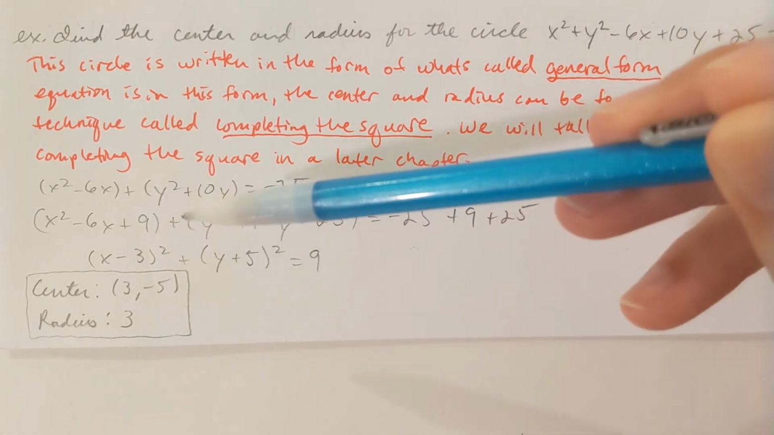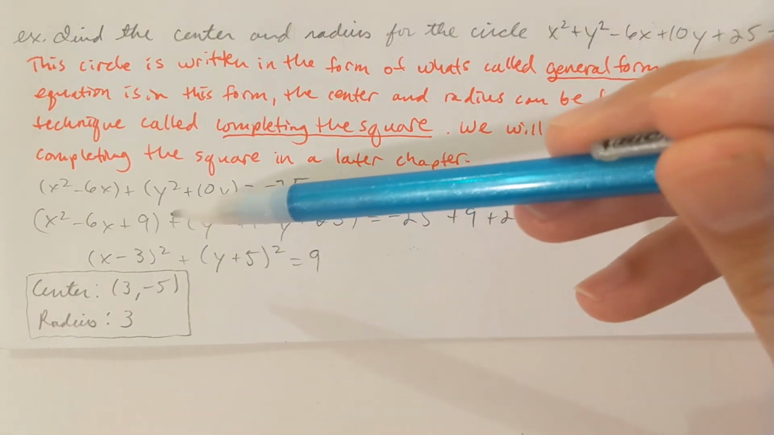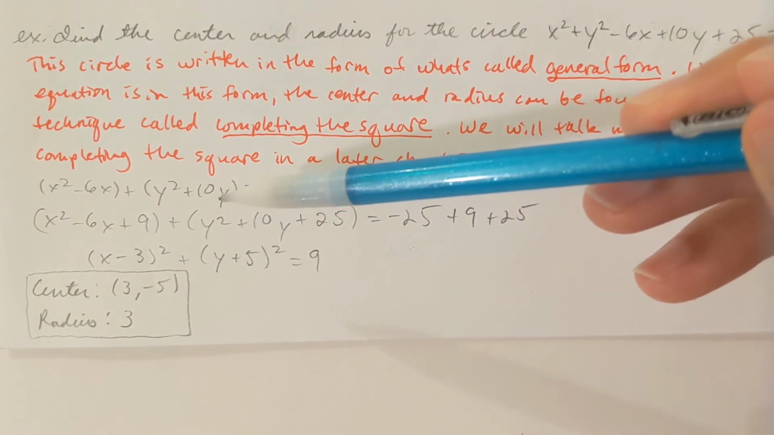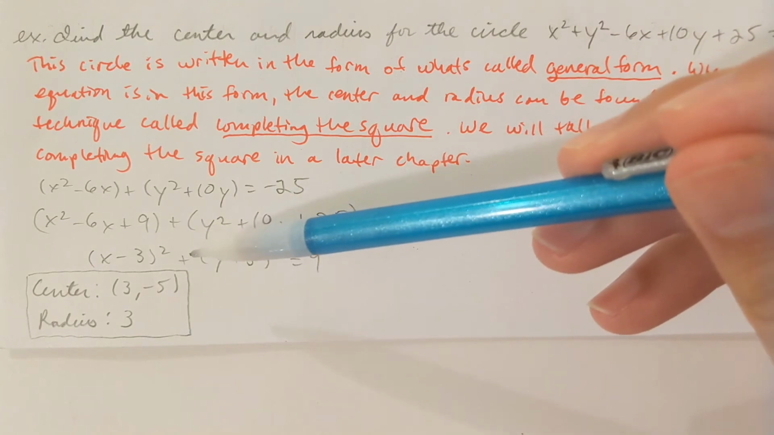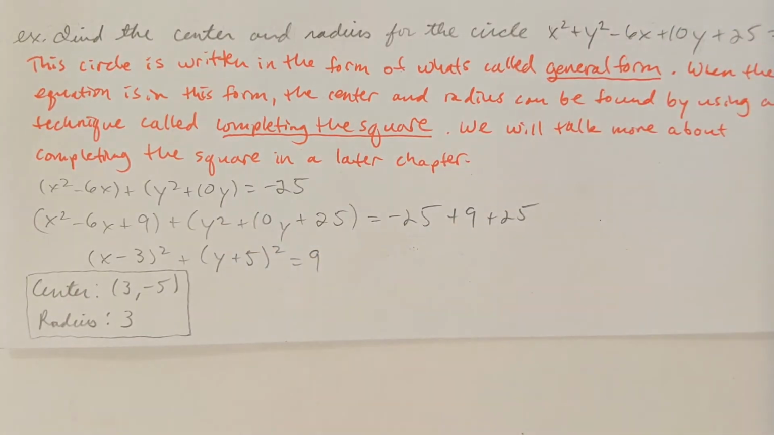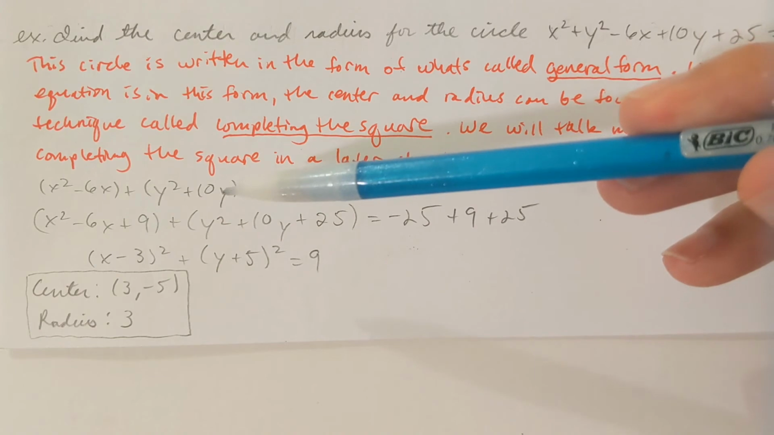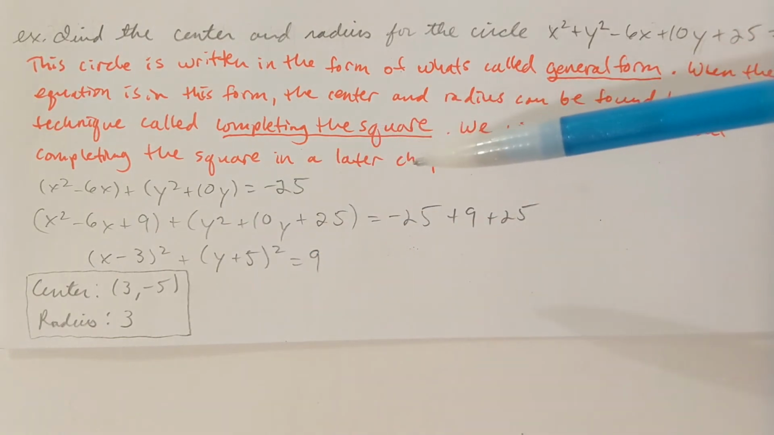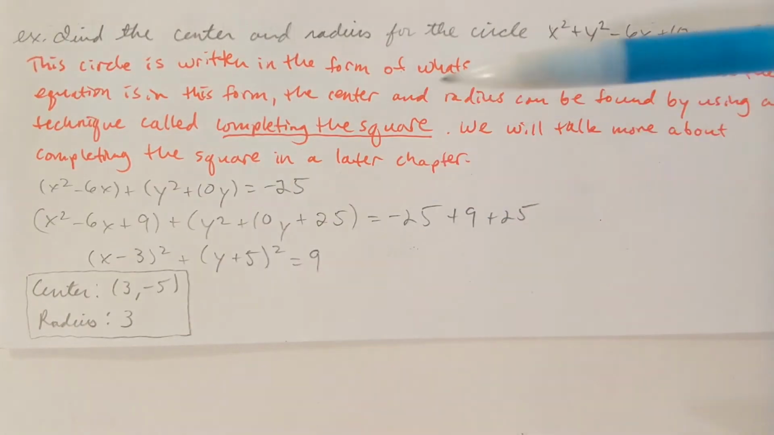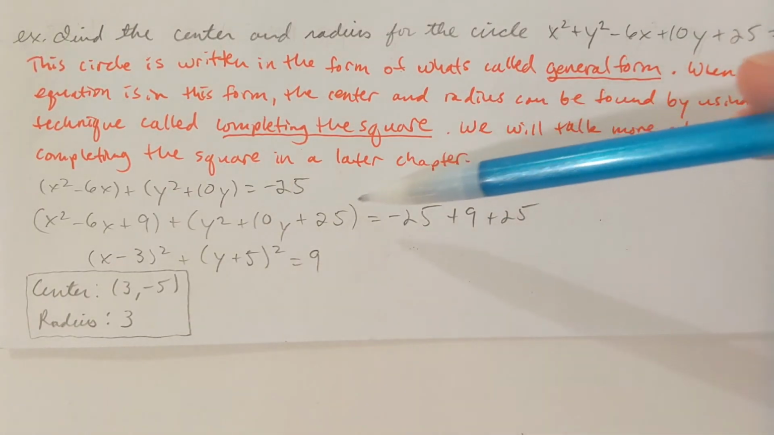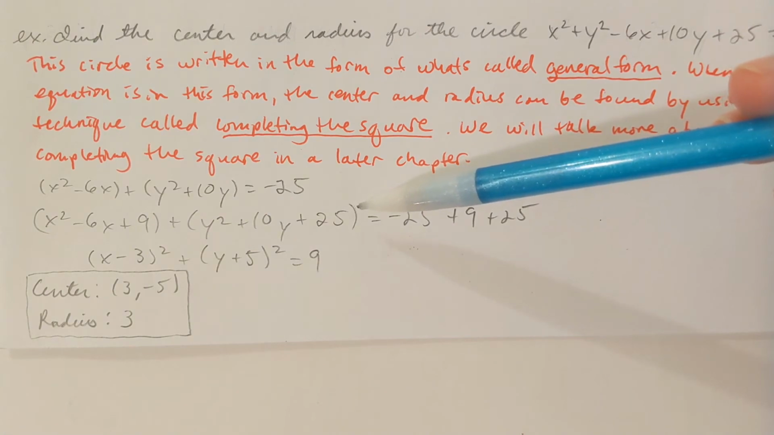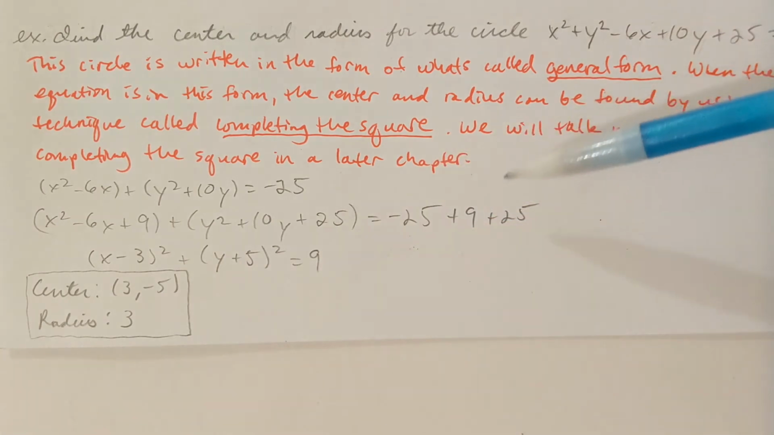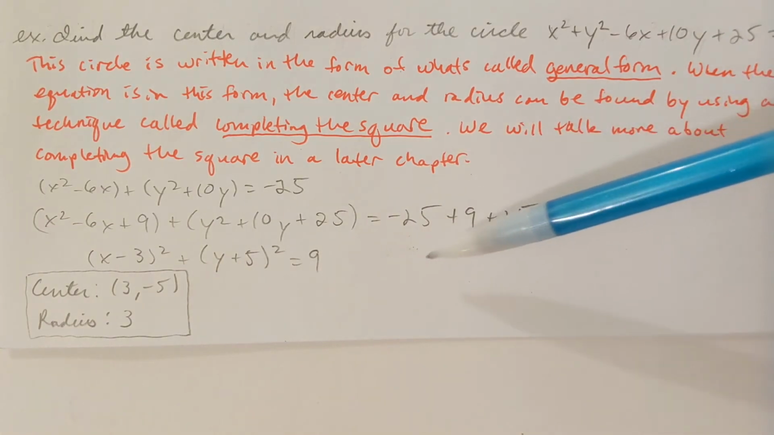Now, the reason for doing that is because these two expressions inside the parentheses are going to factor nicely for me, and the factors are always going to be the same. Okay, so x squared minus 6x plus 9 is going to factor as x minus 3 times x minus 3, or x minus 3 squared, plus y squared plus 10y plus 25 factors as y plus 5 times y plus 5, or y plus 5 squared, and that's equal to 9 here on the right.